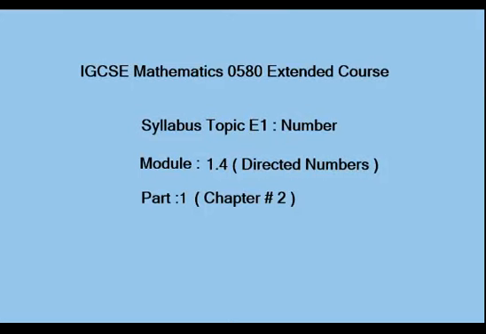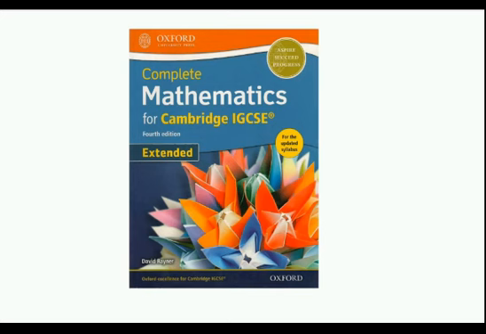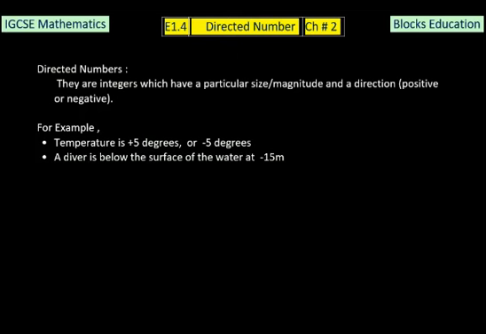Welcome to IGCSE Mathematics 0580 extended course, syllabus topic E1 Number, module 1.4, which is about directed number, and this is part of chapter number 2. And we are using Complete Mathematics for Cambridge IGCSE Extended Course, written by David Rayner. Okay, so let's start our discussion with directed number.